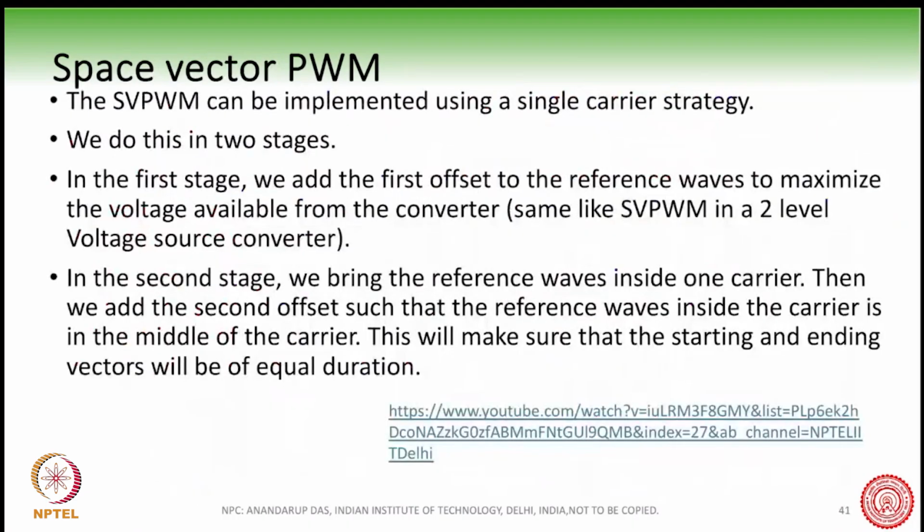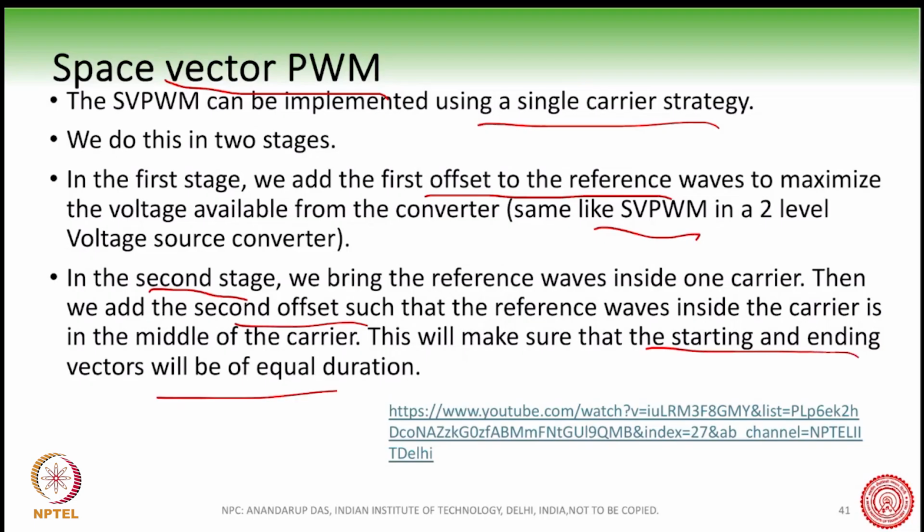We can also implement space vector PWM using a single carrier strategy. We add the first offset to the reference wave, like in space vector PWM in a two-level converter. And in the second stage, we add a second offset so as to make the starting and ending vectors of equal duration. We will not cover this in this lecture, and you are referred to this particular lecture so as to get an idea about how space vector PWM is implemented. So we stopped here.